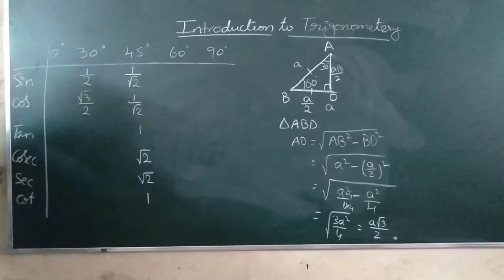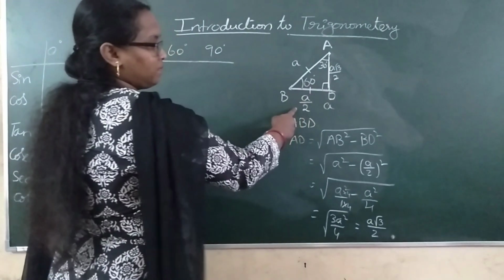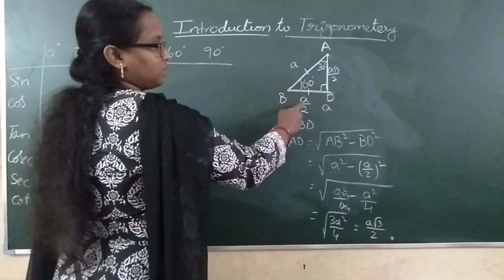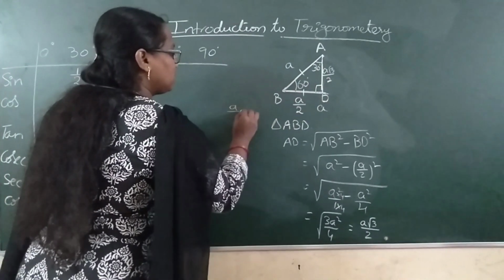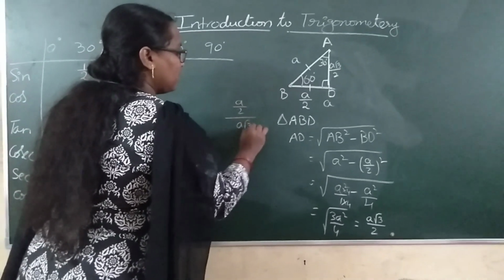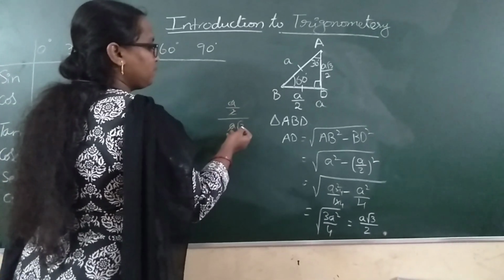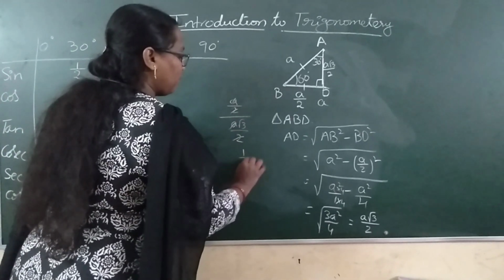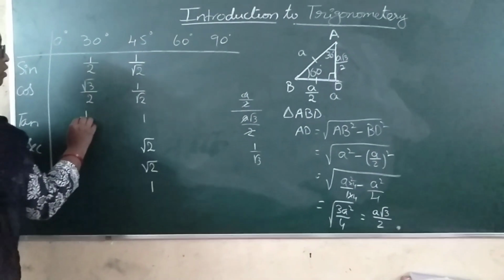Then tan. Tan is what? Opposite by adjacent. Sorry, 30 degree, no? This is opposite and this is adjacent. If you want, just do that. On the left side, you just do this calculation. A root 3 by 2. So in the two denominators, A will get cancelled. What will it get? 1 by root 3. So tan 30 is 1 by root 3.